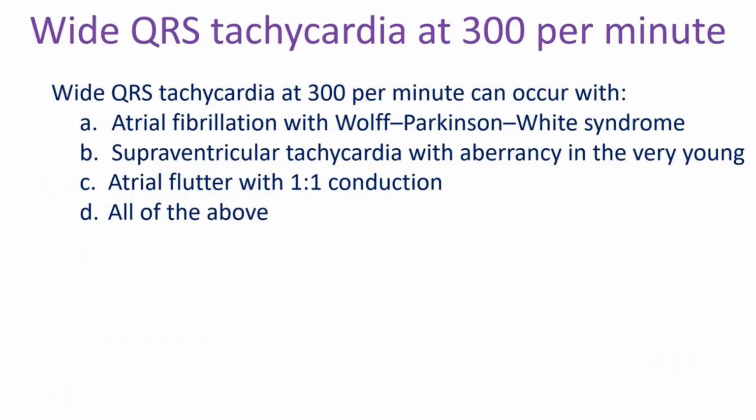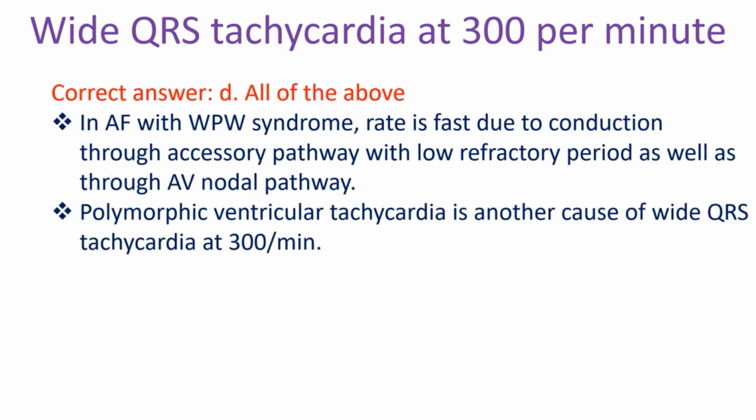Wide QRS tachycardia at 300 per minute can occur with A. Atrial fibrillation with Wolff-Parkinson-White syndrome, B. Supraventricular tachycardia with aberrancy in the very young, C. Atrial flutter with 1:1 conduction, D. All of the above. Correct answer D. All of the above. In AF with WPW syndrome, rate is fast due to conduction through accessory pathway with low refractory period as well as through AV nodal pathway. Polymorphic ventricular tachycardia is another cause of wide QRS tachycardia at 300 per minute.